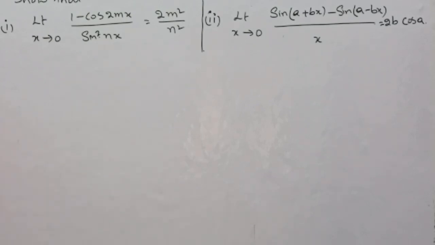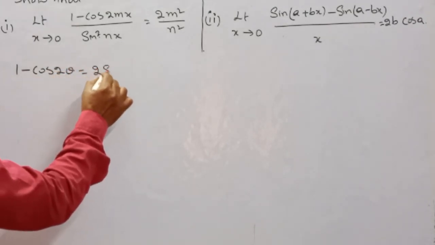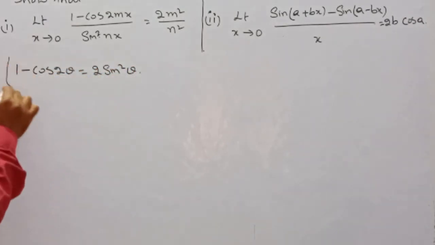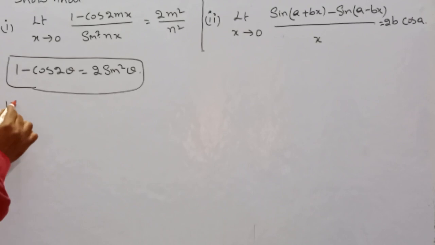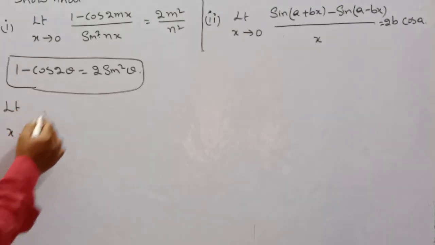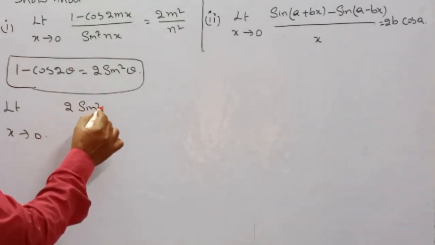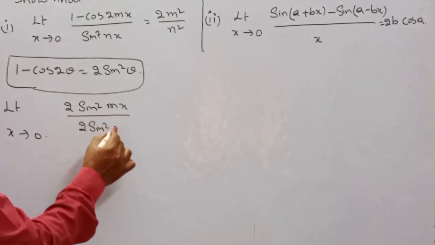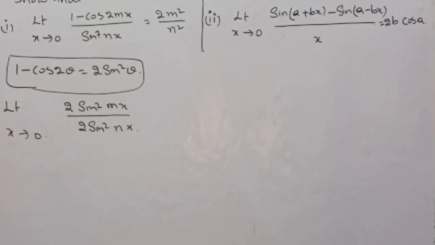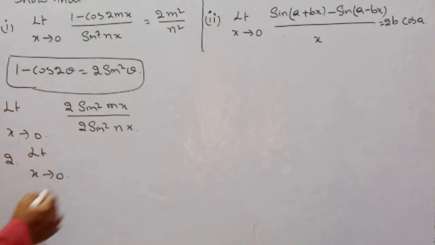Here we know that 1 minus cos 2 theta is equal to 2 sin square theta. By using this formula, this can be written as limit x tends to 0, 1 minus cos 2mx, that is 2 sin square mx by 2 sin square nx. So here the 2 is a constant common, this is 2 into limit x tends to 0.